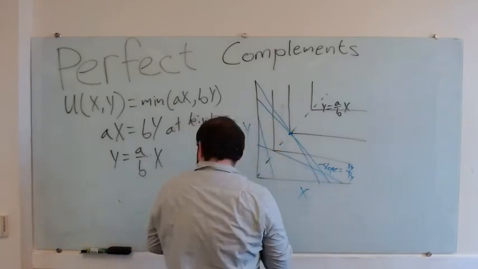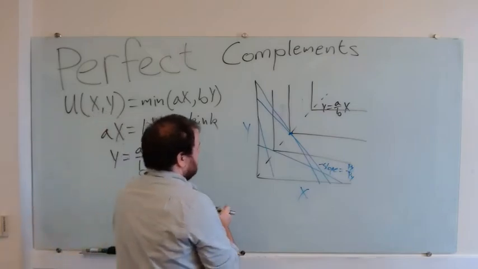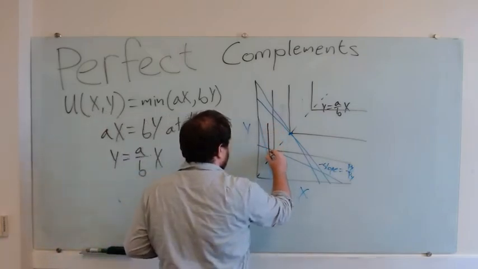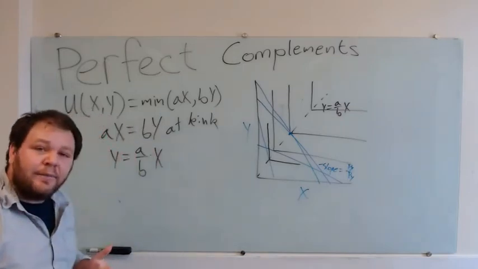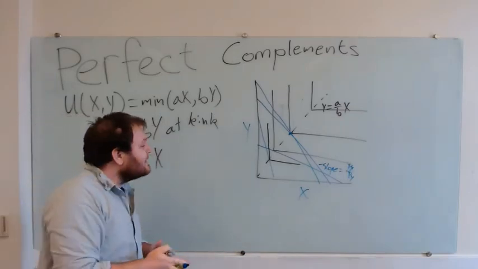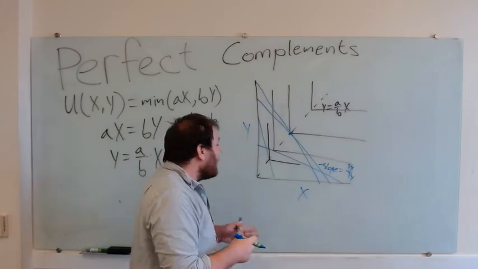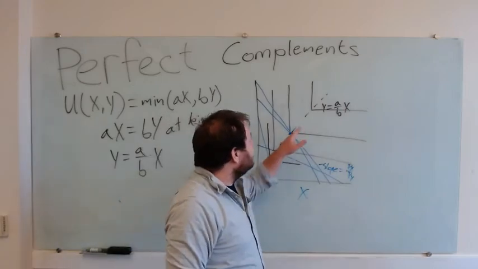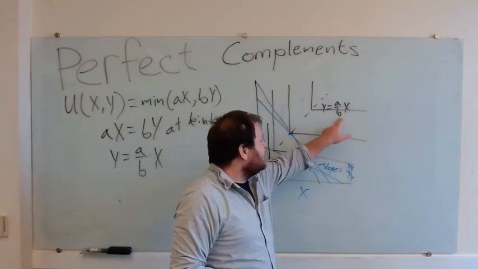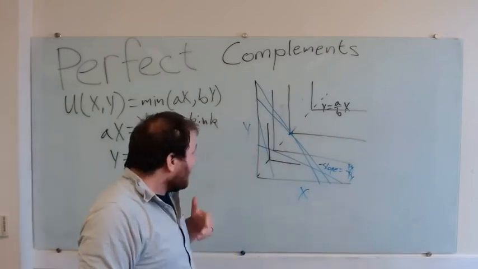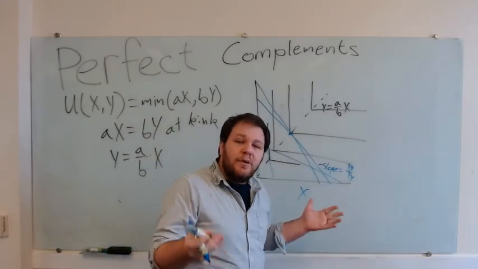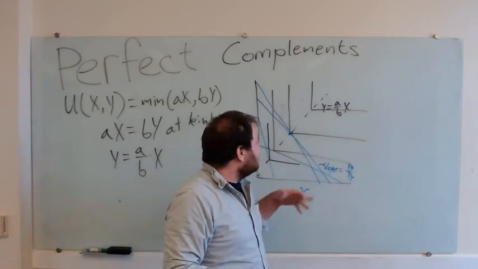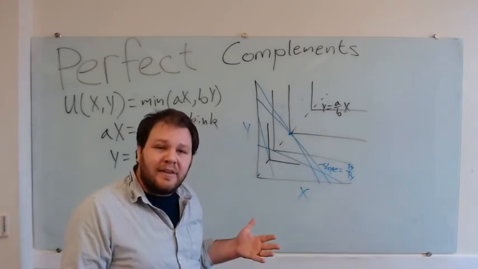If I drew one like this and I look for the best choice, it would have to be on an indifference curve on that kink. And the reason that this makes sense, the reason that no matter how we draw our budget constraint, we're always going to be consuming y in this ratio, y equals a over b x, is because if we consumed more y than that, the y would be useless. If we consume more x than this and less y, the extra x would be useless.